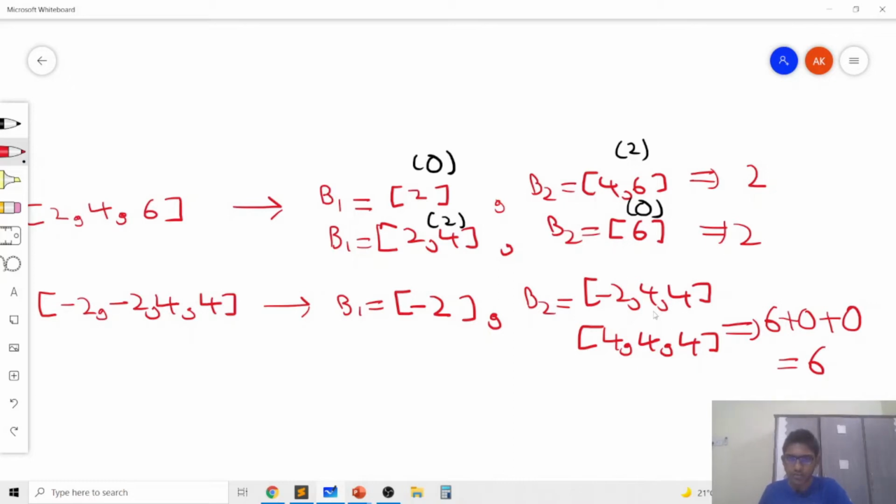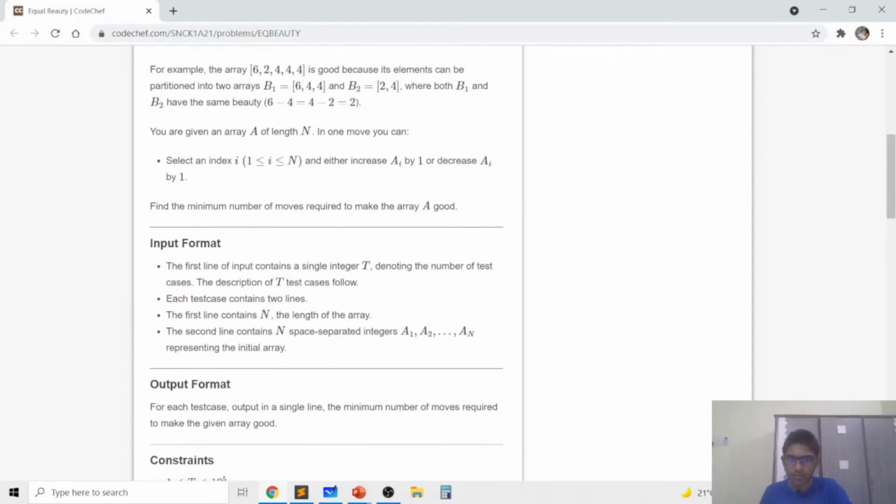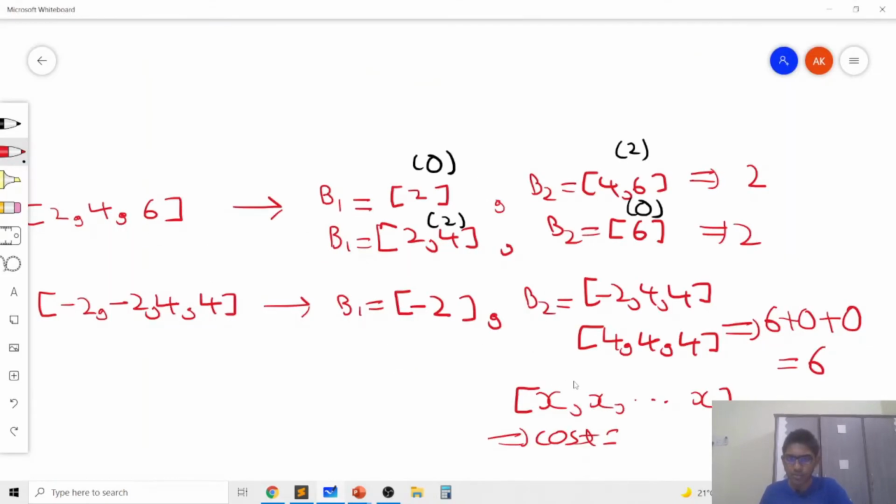So in general, if we let B1 be the smallest element and B2 be the new value of B2, if we let it be x, x, x, all the way up till x, then the number of moves which we need to get B2 to be equal to this will be the sum of deviations. So it will be the sum of absolute value of x minus ai for all i going from 1 to n, and this is minimized when x is the median, as I just mentioned in the beginning. So that's why it's optimal to assign the value to be the median, which is 4.